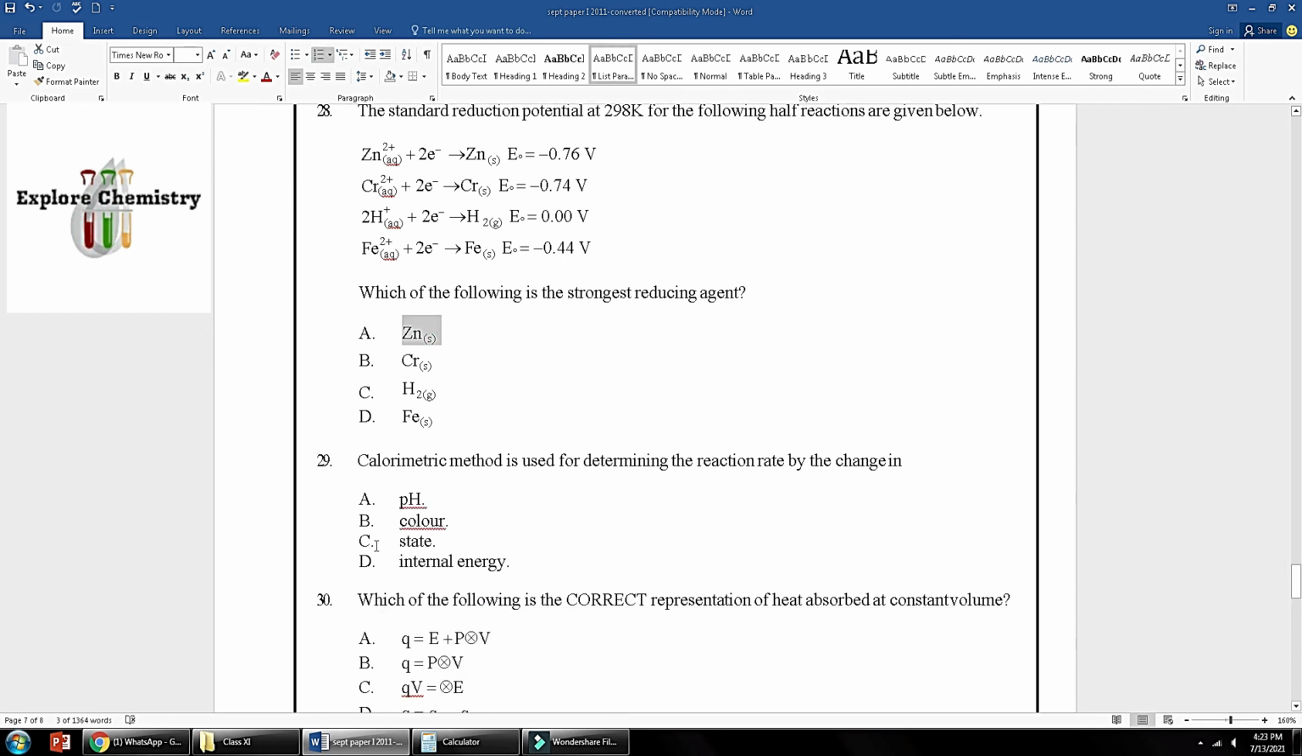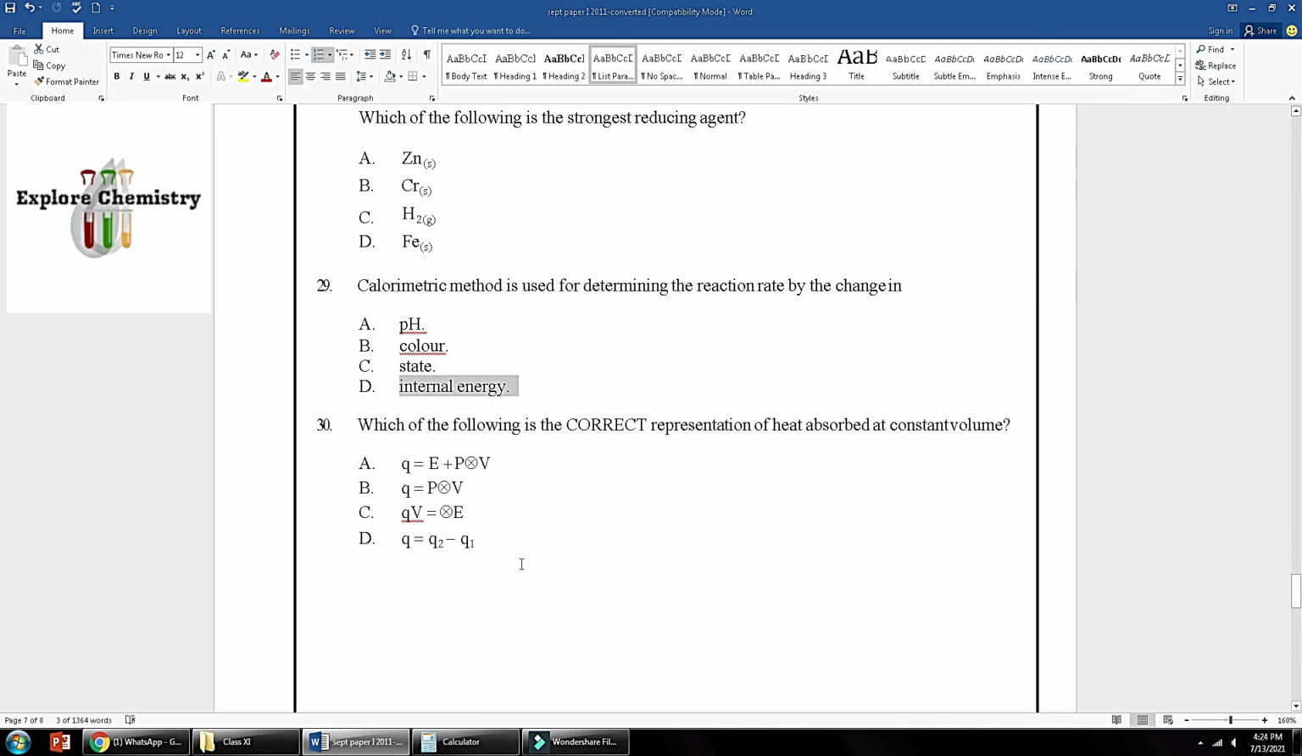Number 29, the calorimetric method is used for determining the reaction rate by the change in internal energy. Total energy content or internal energy change is measured by using the calorimetric method.